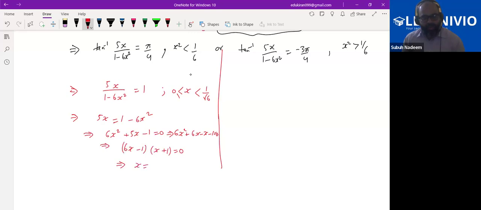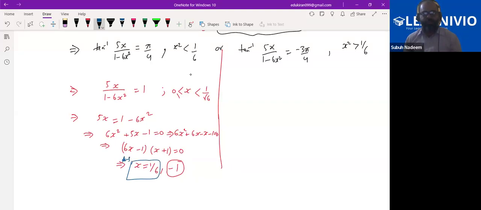And it will give you x is equal to 1 by 6 and minus 1. So minus 1 we can't take, x is not a negative value. So we can take 1 by 6 because 1 by 6 is of course less than 1 by root 6. So x is equal to 1 by 6. This is one solution from here.